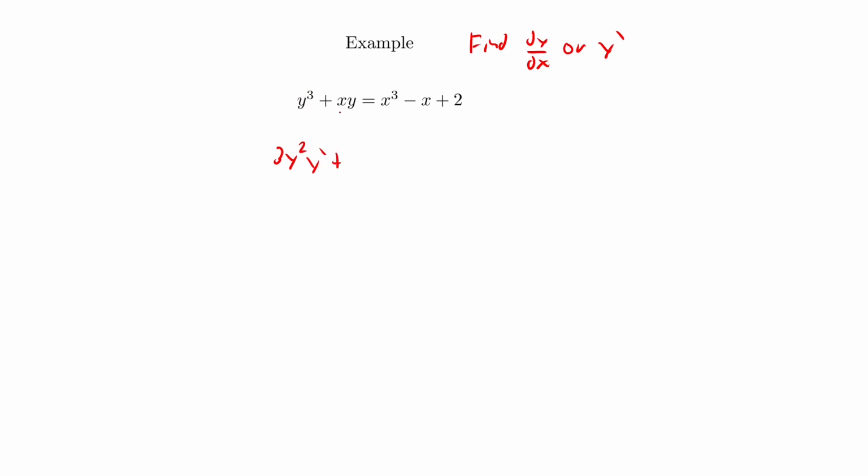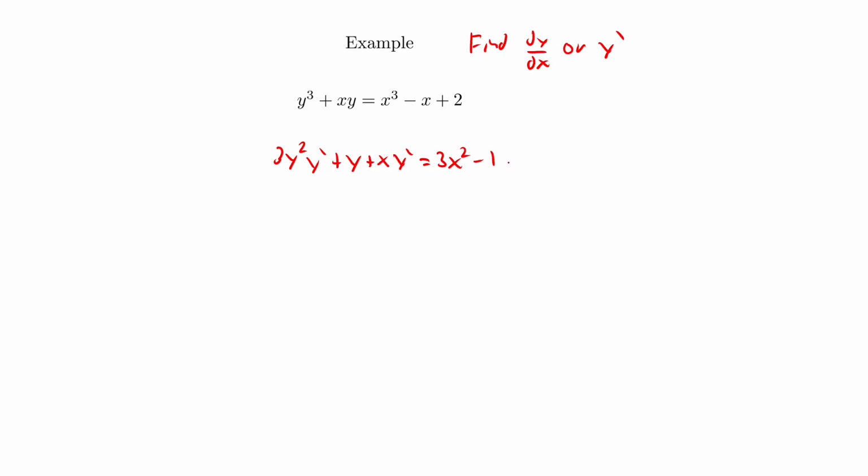For xy, we're going to have to use the product rule here. So the derivative of x is just 1, so that's going to be y, plus x times the derivative of y, and again the derivative of y by itself will just be y prime, equals, and then since the right-hand side is just in terms of x's, that's just going to be a normal derivative, 3x squared minus 1, and that'll be it.